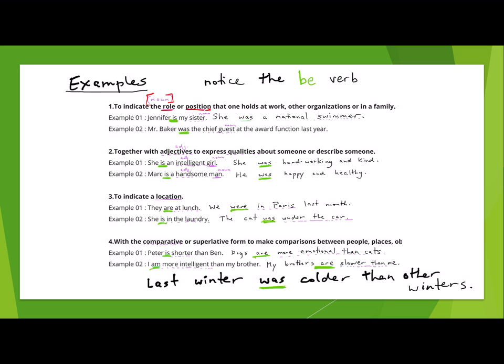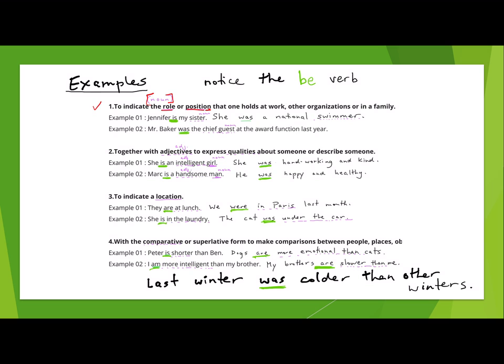Okay, so what are we learning about the subject? We're learning the subject's role or position in a family or work or in society. Mr. Baker. What do we learn about Mr. Baker? Mr. Baker was the chief guest at the award function or the award party last year. So what do we learn about Mr. Baker? He was the chief guest. Notice it's a noun. Okay, so first we use the be verb to express information about the subject's role or position.